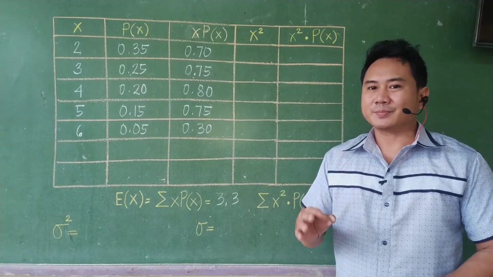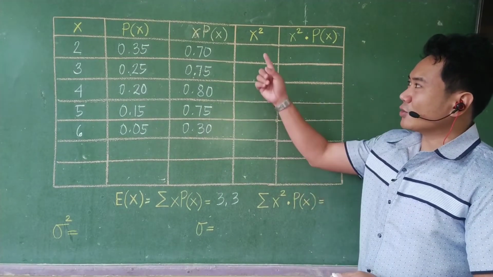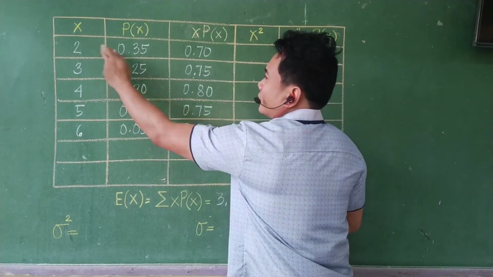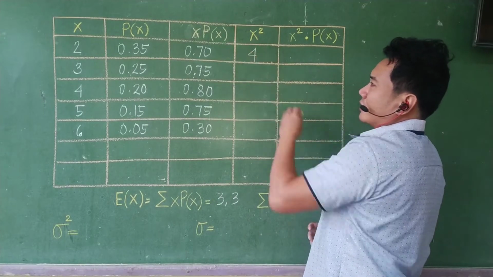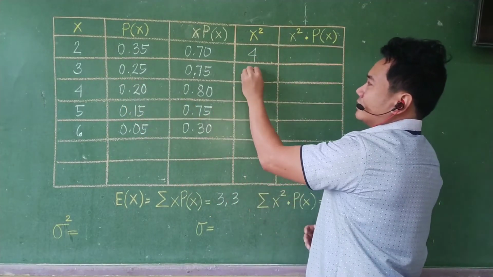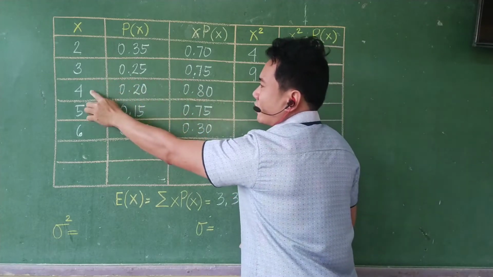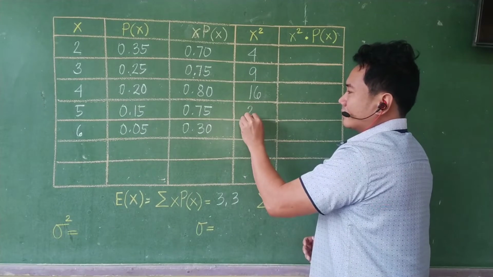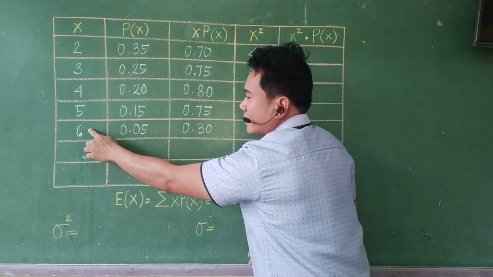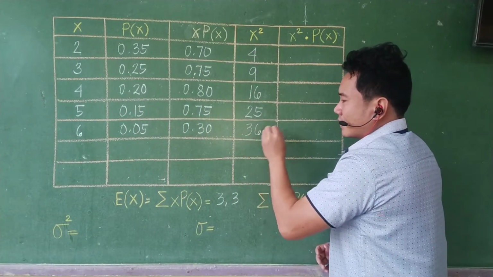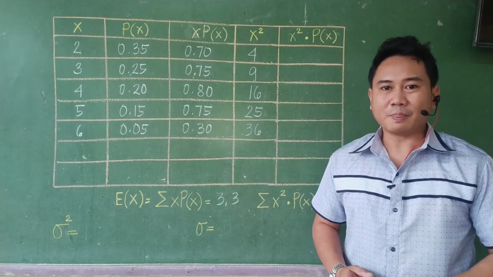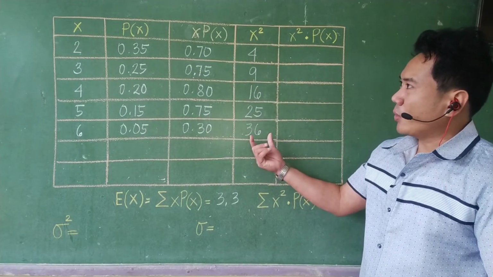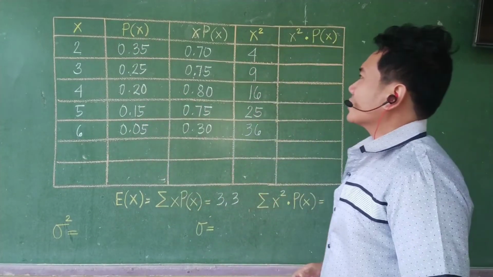Table number 3. Let us start by taking the square of our x values. 2 squared is 4. 3 squared is 9. 4 squared, 16. 5 squared, 25. 6 squared is 36.